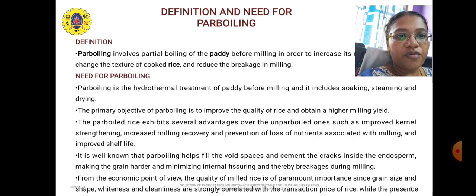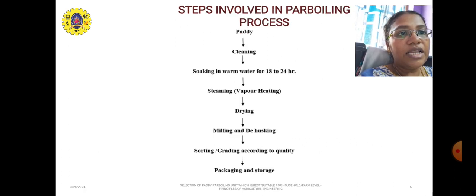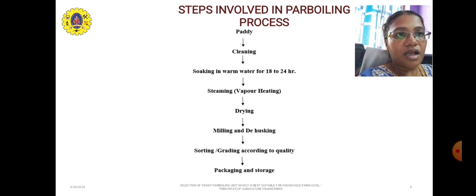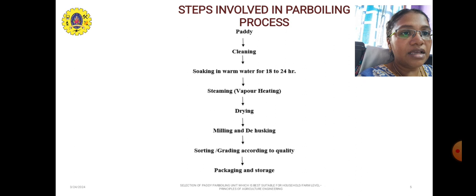From the economic point of view, the quality of the milled rice is of paramount importance, since grain size, shape, whiteness and cleanliness are strongly correlated with the transaction price of rice. These are the general steps involved in the parboiling process. First, the paddy is cleaned, then soaked in warm water for 18 to 24 hours. Steaming is done, then drying, then milling and dehusking, sorting, grading according to the quality of rice, and packing and storage.